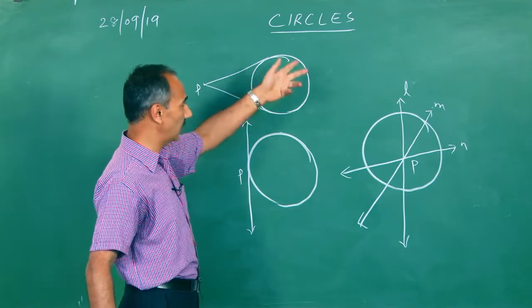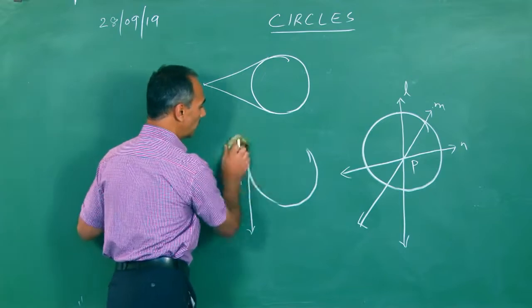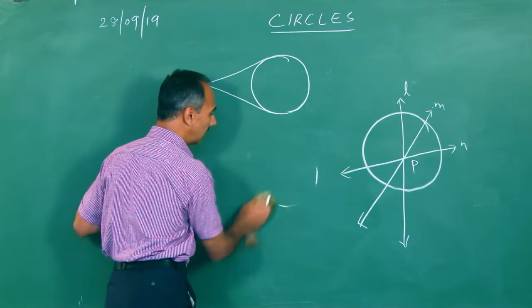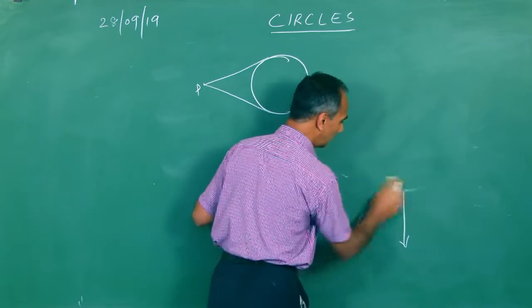And as far as our second theorem is concerned, it is all about this: from an external point, if two tangents are drawn, prove that they are equal in length.